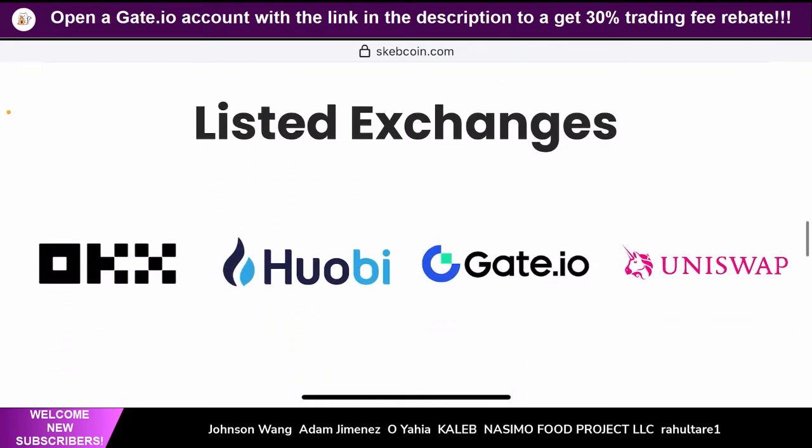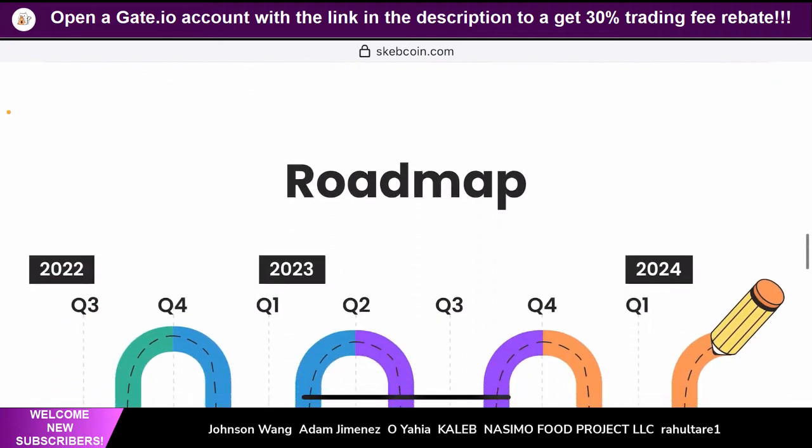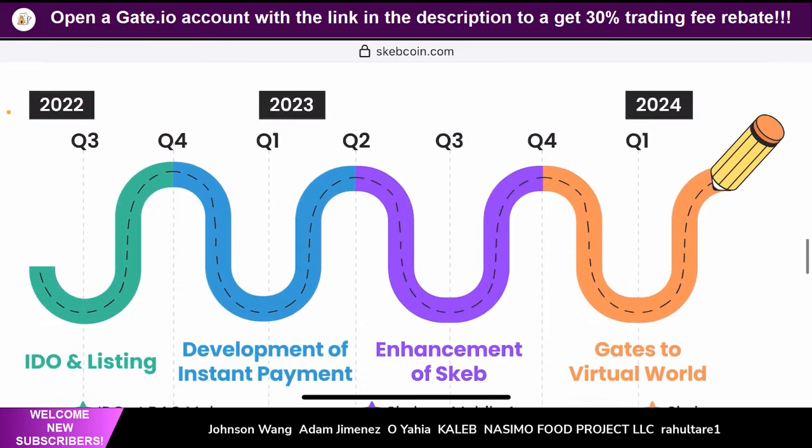So here they are listing a couple of exchanges where they are available. We'll go through this in detail, but they're currently available on OKX, Huobi Global, Gate.io, and Uniswap. So these are all popular exchanges, as you guys know. Roadmap wise, you can go through this information yourself.